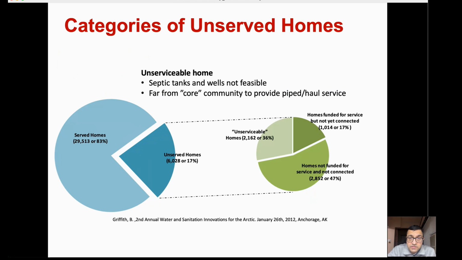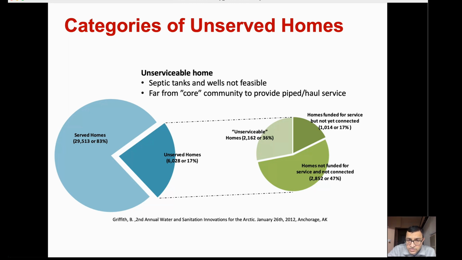So those are just different ways of categorizing these unserved homes and communities. And then some of these unserved homes are unserviceable, meaning that they don't have septic tanks and wells are not feasible due to the ground conditions. They're far from the core community to provide piped or haul services. But for the others that can be serviced, some of them have been funded but not yet connected, and then others are not even funded yet and not connected.